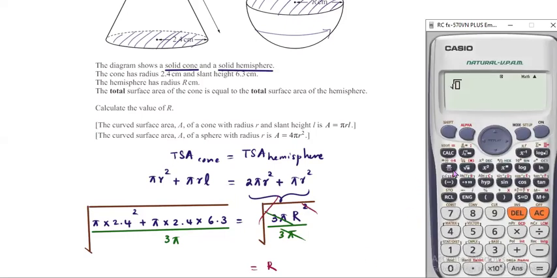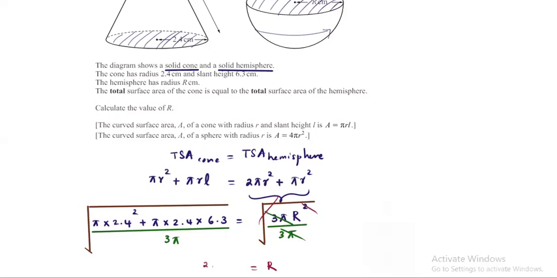So we have the square root fraction, then we have pi times 2.4 squared plus pi times 2.4 times 6.3. Then in the denominator we have 3 times the value of pi. So when we solve this, we end up getting the value of r as 2.638. So correct to 2 decimal places, it will be 2.64.